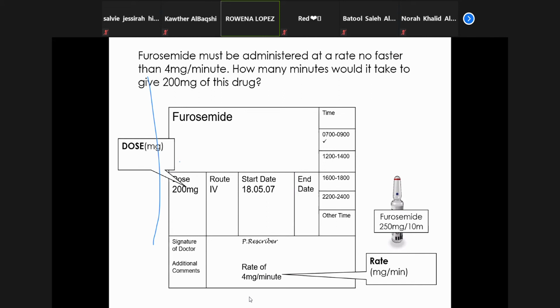Furosemide must be administered at a rate no faster than 4 milligrams per minute. How many minutes would it take to give 200 milligrams of this drug? So we have a 200 milligrams dose, and a rate of 4 milligrams per minute. Our furosemide here is 250 milligrams per 10 ml. So how many minutes? We are talking about time.